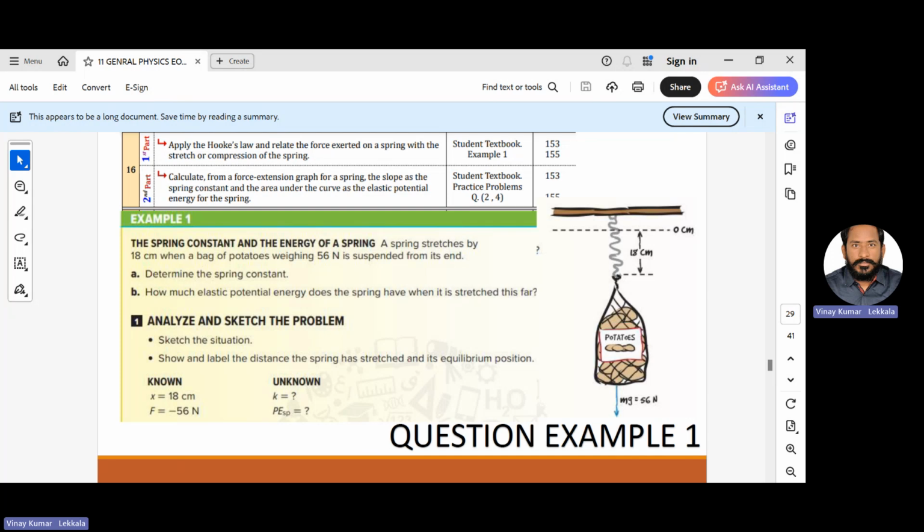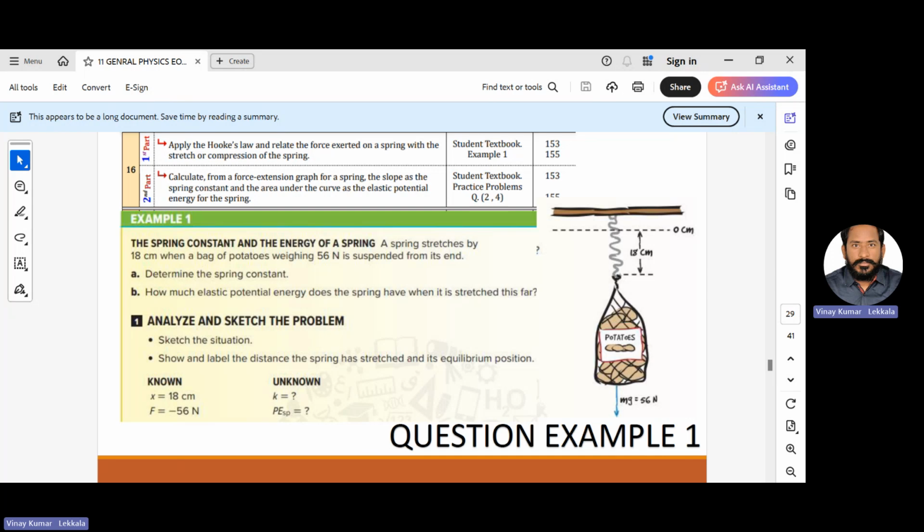Okay, so apply Hooke's law and relate the force exerted on a spring with the stretch or compression of the spring. Calculate from a force extension graph for a spring, the slope as the spring constant and the area under the curve as the elastic potential energy of the spring. Okay, so here come pages number 153 and 155.